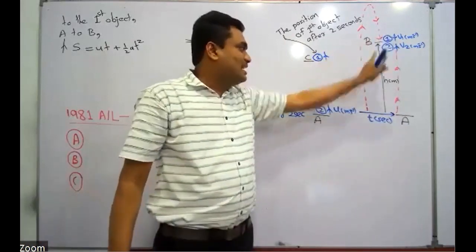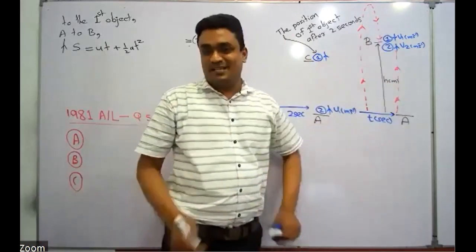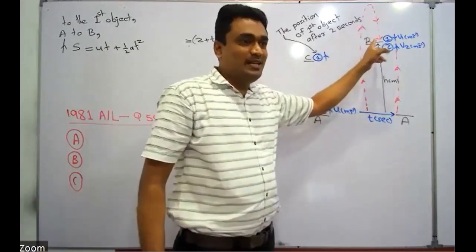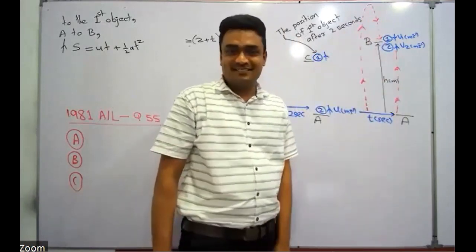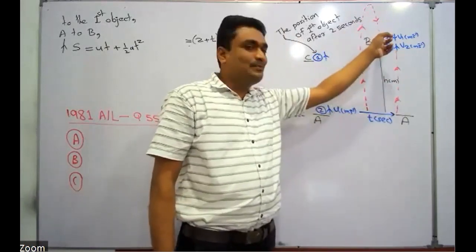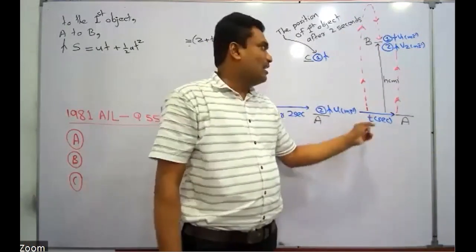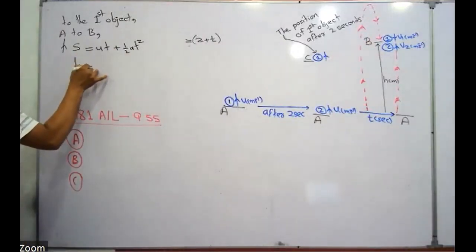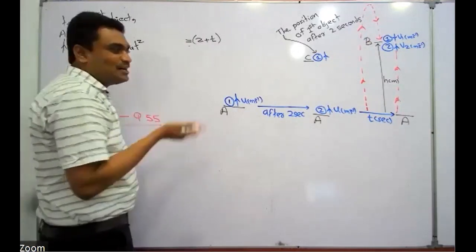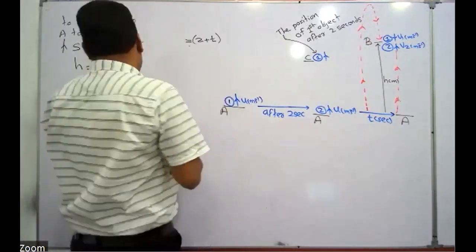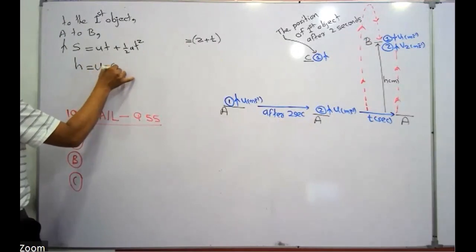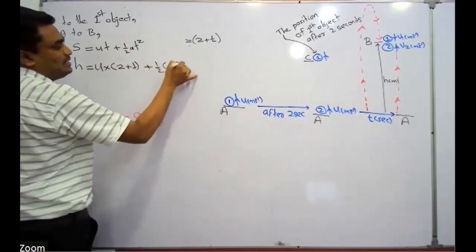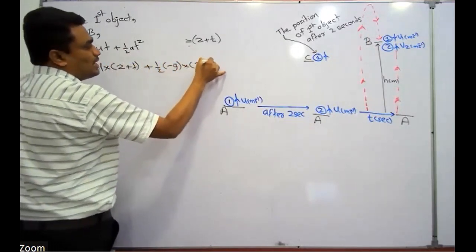So when the object is at B, it is at a vertical height of h. So what is the displacement? Displacement is not the path followed. Displacement means the straight line distance between the starting point and the point B. We don't care about the path followed by the particle. So displacement is h. The initial projected velocity, I apply the equation upward, U is also upward now. Both are positive. Total time is 2 plus t, plus half upward acceleration minus g, total time 2 plus t.